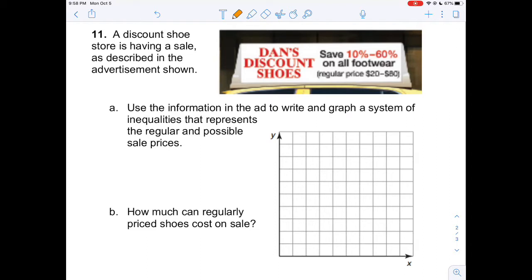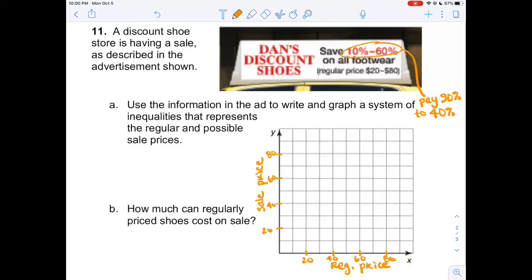So let's think of this for a second. If we are saving 10 to 60%, we want to know how much we're actually paying. So if we're saving 10%, we would pay 90%. And if we are saving 60%, we would be paying 40%. That's going to be important because it doesn't ask us to graph how much the discount is. It asks us to graph the actual price, the regular and sale price.